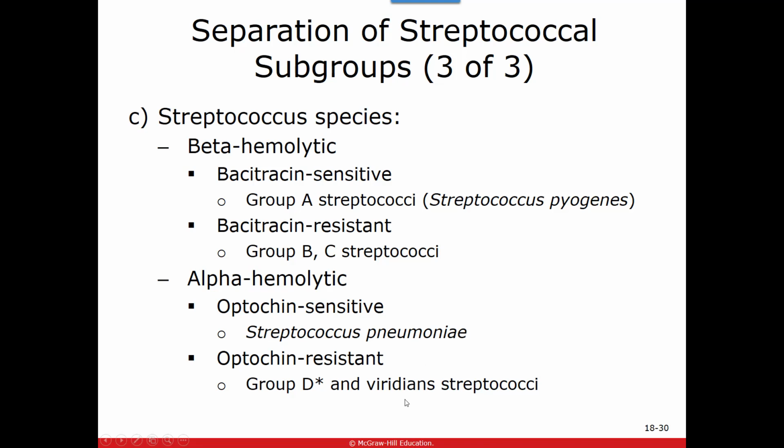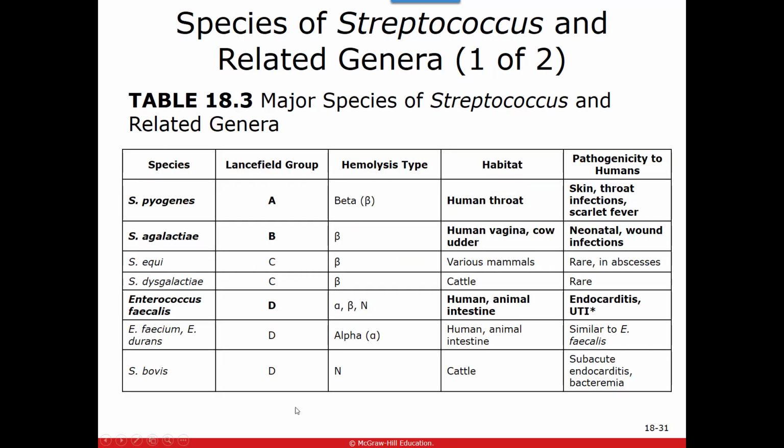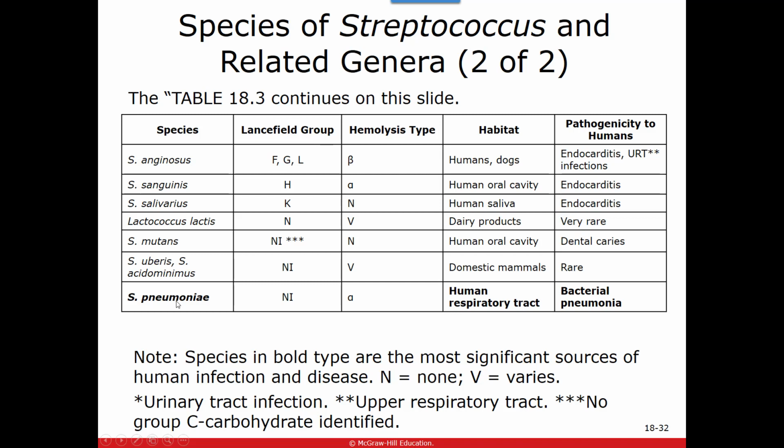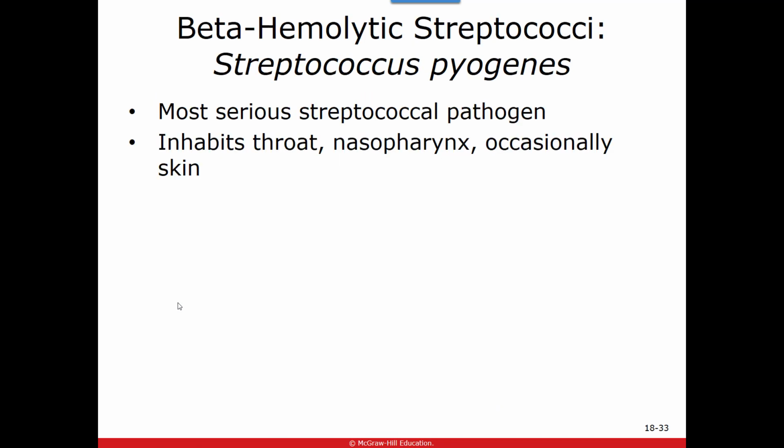So these main ones in bold, again, we're not going to talk about all the strep and all the enterococcus, but we're going to talk about some of these in bold: Strep pyogenes, agalactiae, Enterococcus faecalis, as well as Streptococcus pneumoniae. Again, lots of bacteria out there, and we're not going to talk about them all. So, Streptococcus pyogenes. Out of all the strep, it's the most serious streptococcal pathogen, and just like staph, it's because it has a lot of virulence factors. This bacteria usually likes to hang out in the throat, the nasopharynx, and occasionally causes skin infections as well.